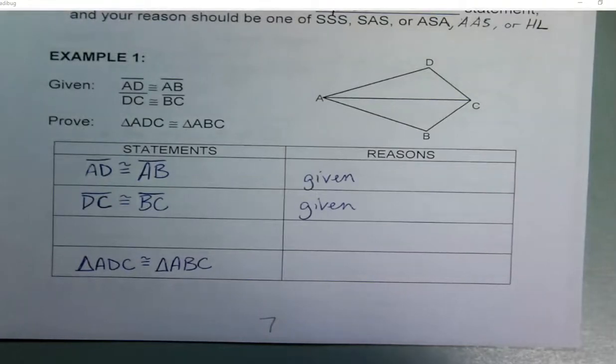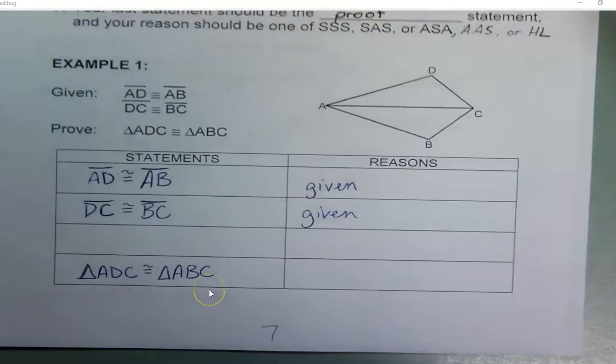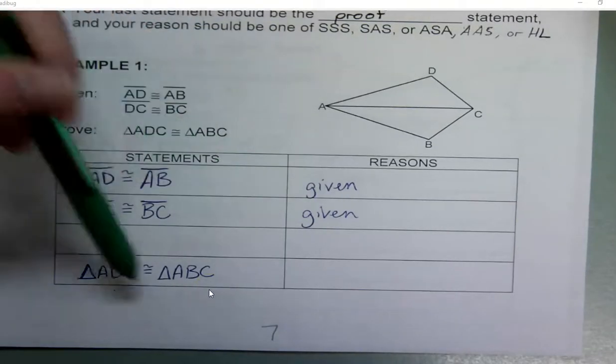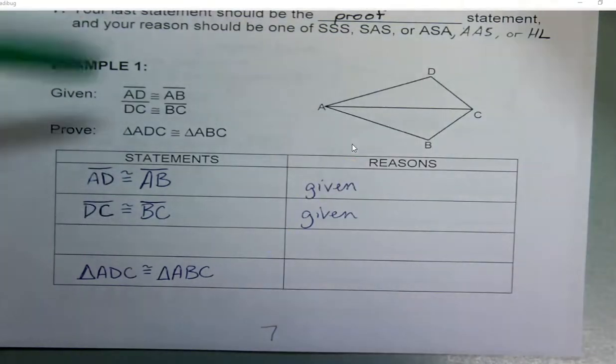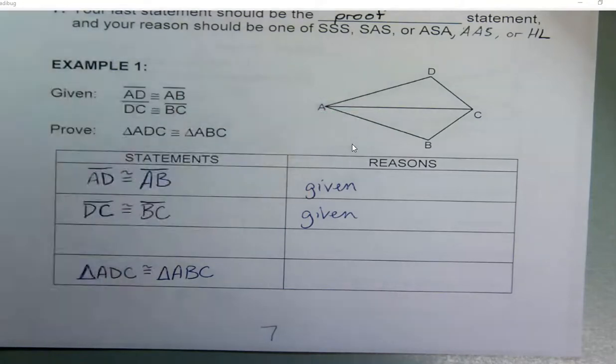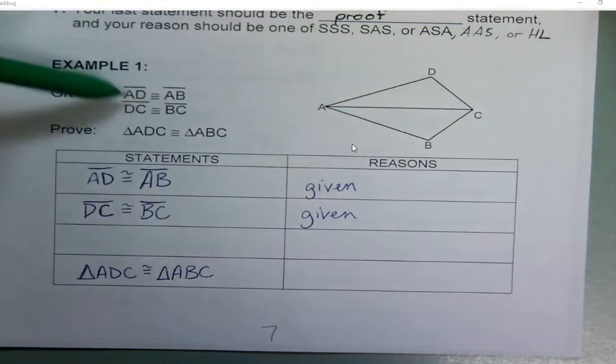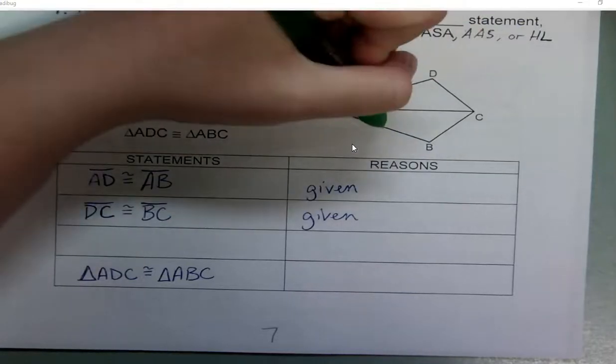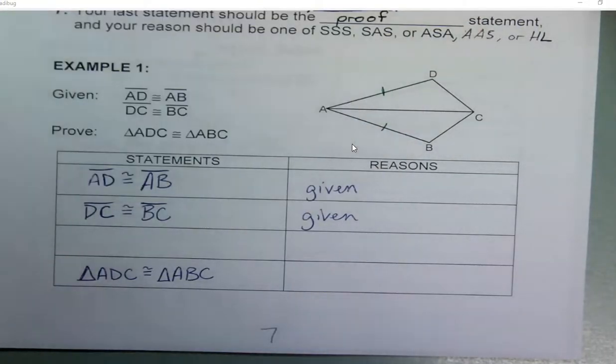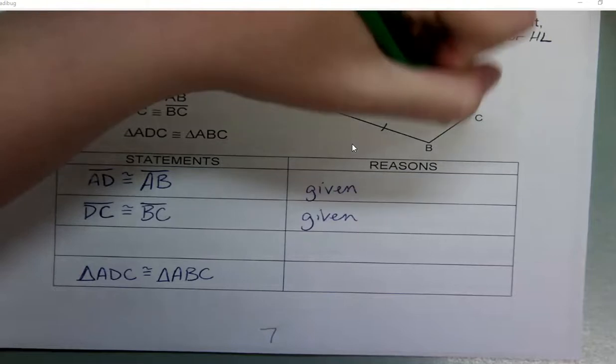Okay, so how this works is if you have not already filled in the givens and what you're trying to prove, go ahead and pause the video and fill that in. I've done that already. And then we're going to take all these givens and mark them on these triangles. So it says that AD is congruent to AB. So we're going to mark those with those little tick marks that show congruence. And then we're going to do the same thing for the second given.